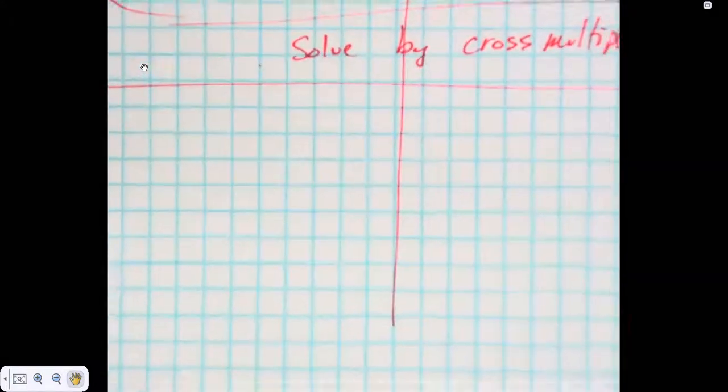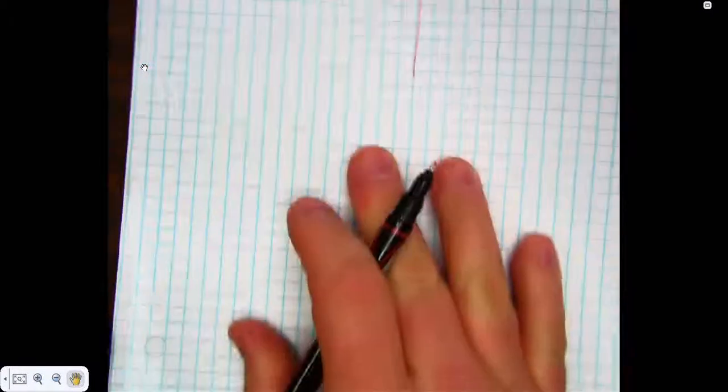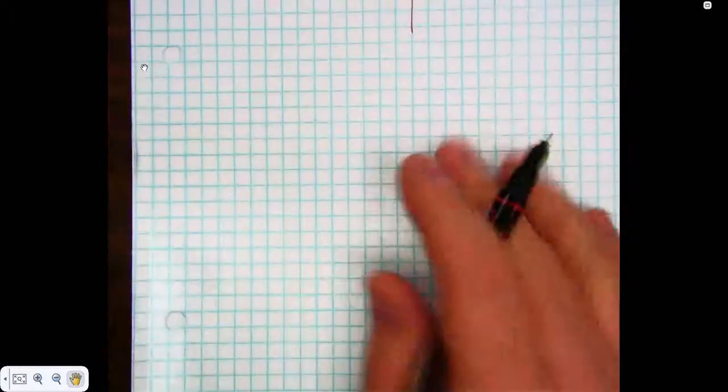All right. Let's go back to this, our third type, and then we'll just do a bunch of examples. Call this type 3.